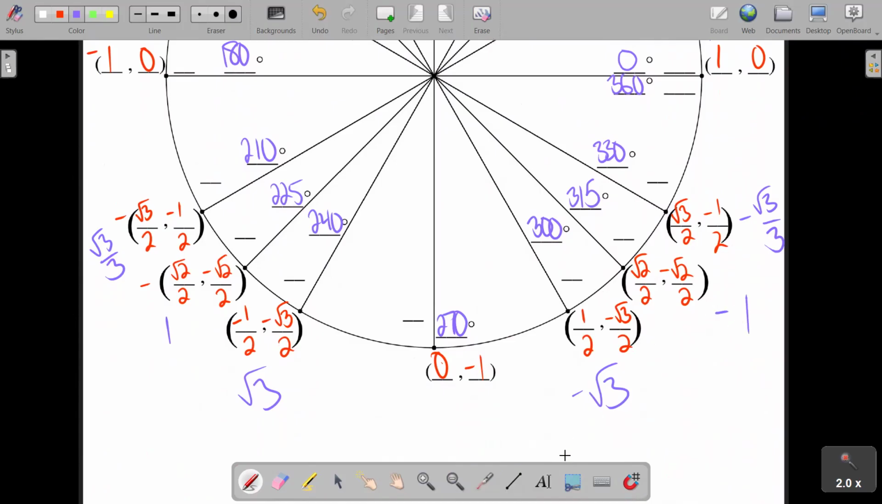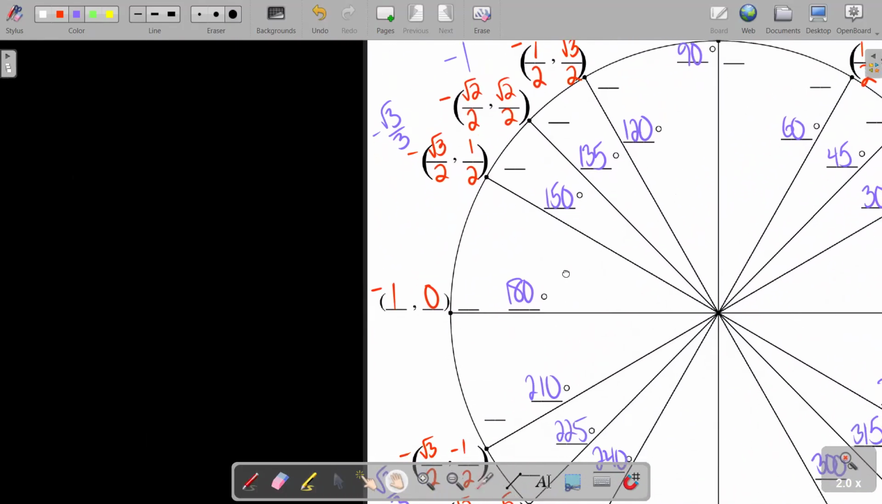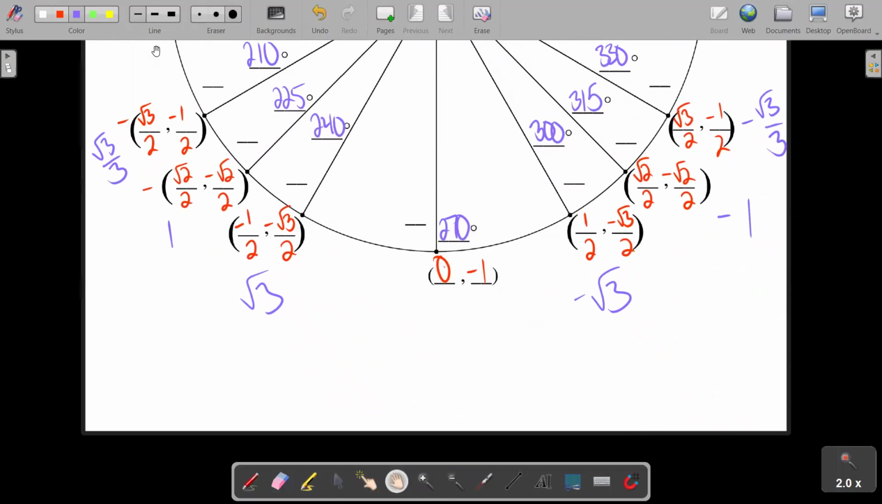And we did forget a couple. I believe we're almost complete, but we don't have a tangent yet at 180. What's our tangent at 180? Again, it's zero, right? Because you're dividing zero by something. Yeah, it's negative, but who cares? Zero doesn't care. Zero divided by anything is just zero. So our tangent over here is zero. And then our tangent down at the bottom is going to be what? Undefined.